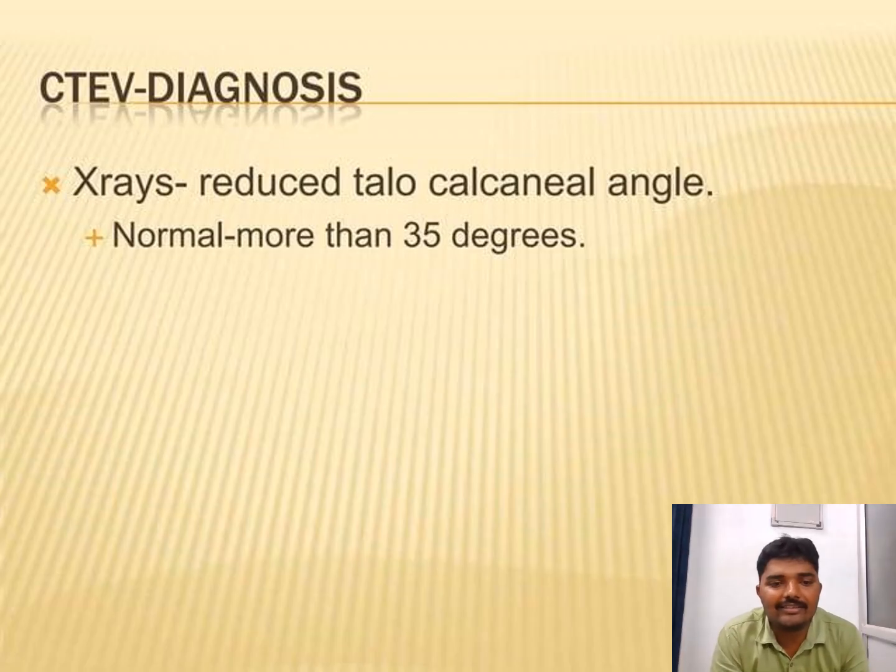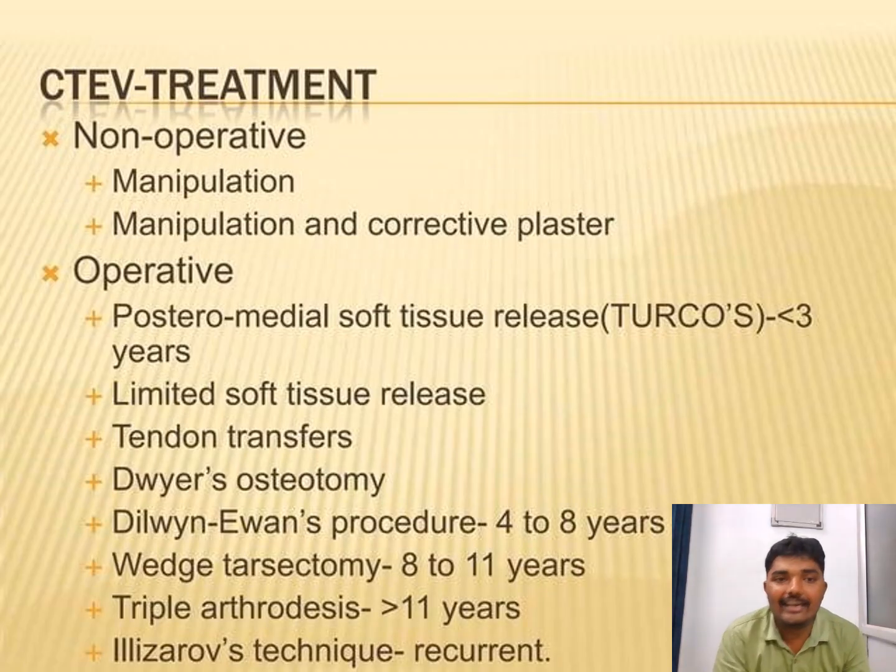Then we'll go for CTEV diagnosis. Mainly on X-ray there is a reduced talocalcaneal angle, normal being more than 35 degrees. Then treatment of congenital talipes equinus varus. Non-operative management is manipulation and corrective plaster.